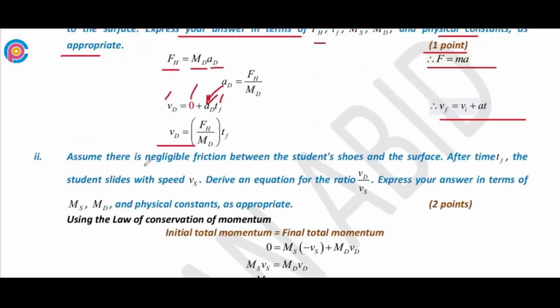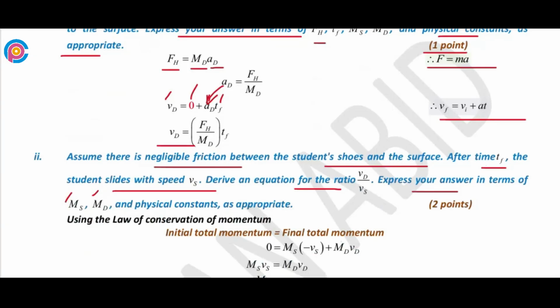Now next question. Assume negligible friction between the student's shoes and the surface. After time Tf, the student slides with the speed Vs. Derive the equation for the ratio Vd over Vs. Express your answer in terms of Ms, Md and physical constants as appropriate.